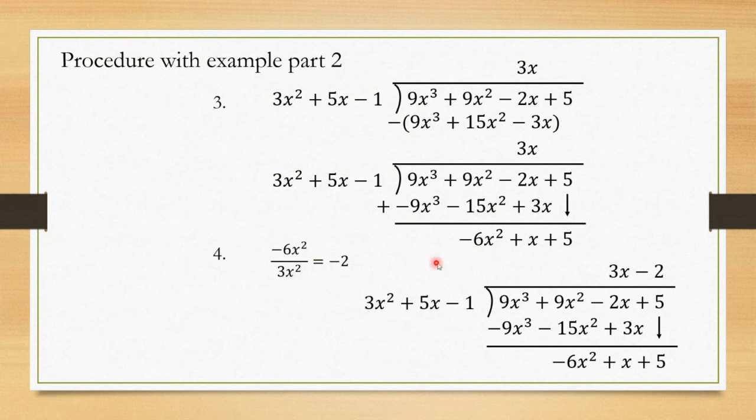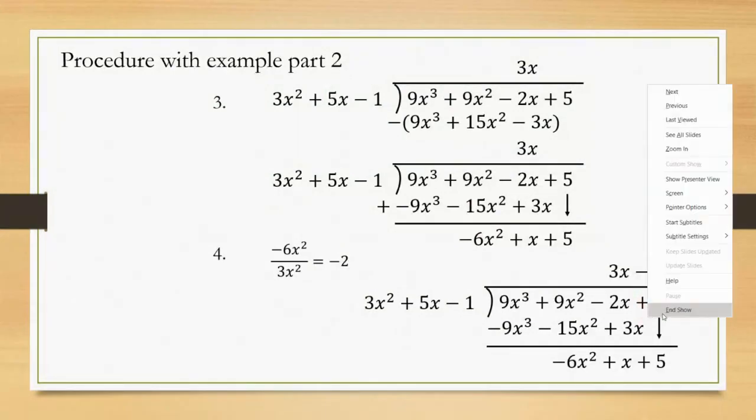Okay, so let's repeat. We have minus 6x squared over 3x squared. We're repeating the process. And what's that quotient? Again, we're dividing leading terms. The quotient is minus 2. Minus 6 over 3 is minus 2. X squared over x squared, they cancel. So minus 2 we put here over its like term, as you can see.